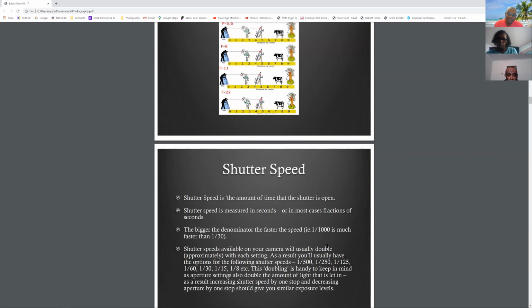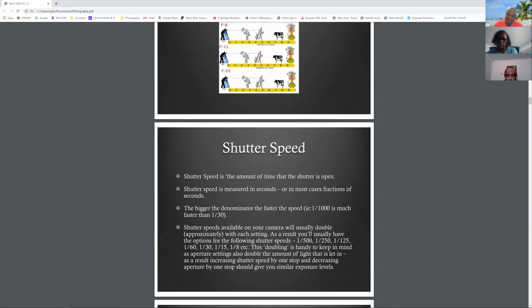Right. The shutter speed is another thing. Shutter speed is the amount of time the shutter is open. The shutter is normally closed, and when you click, it opens and closes, letting the light go in for a time and then closing. So that is the normal digital SLR camera.